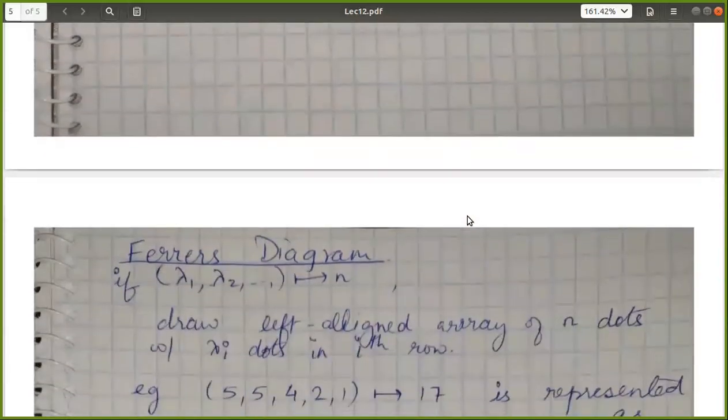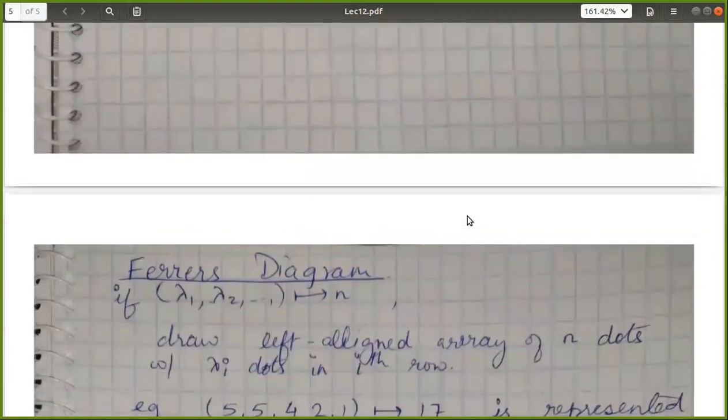And now we come to Ferrers diagram. So we fixed the partitions to be in the notation that they appear in non-increasing order. So lambda 1 is greater than or equal to lambda 2, greater than or equal to lambda 3, and so on, right? So if this is a partition of n, you draw a left-aligned array of n dots, which has exactly lambda i dots in the ith row.